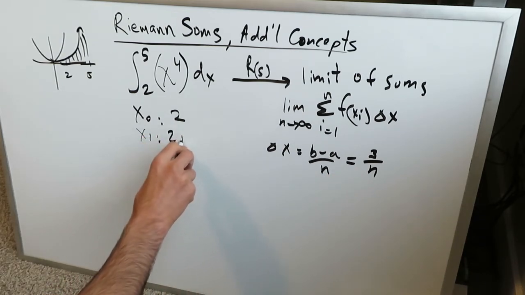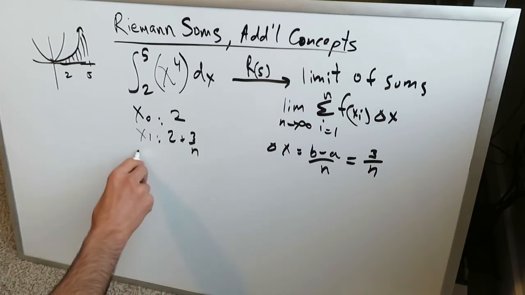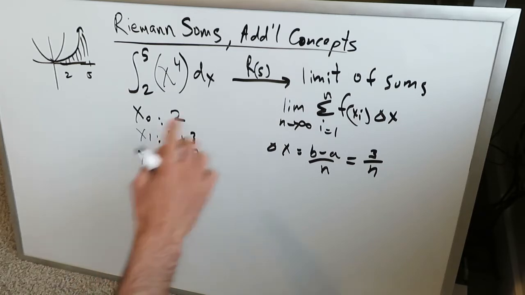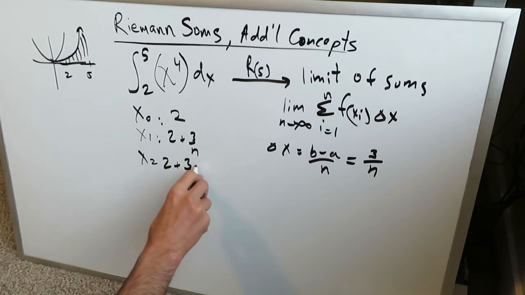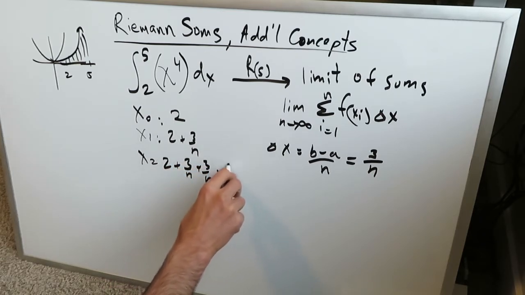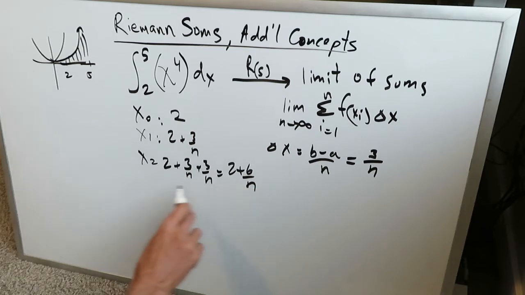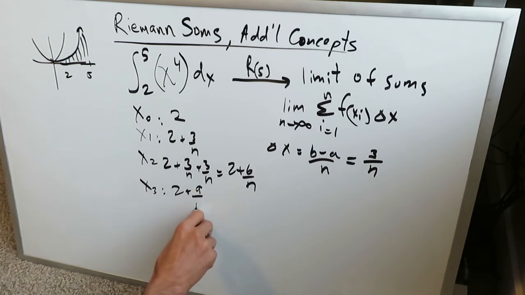Look over here, 2 plus 3 over n. What's your next sample point going to be? Exactly another delta x away. Well, wouldn't it be 2 plus 3 over n plus 3 over n, which is what? 2 plus 6 over n. You see where I'm getting at? x3 will become 2 plus 3 over n plus 3 over n plus 3 over n. You say 9 over n.